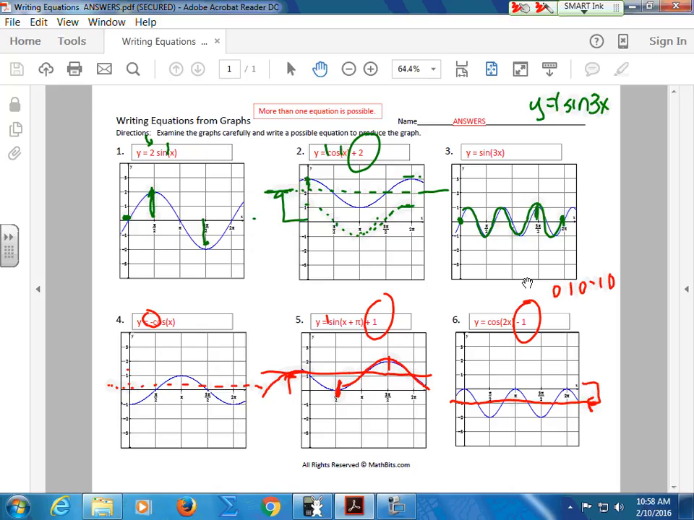So find your resting line first. Now, if you look at this resting line, think of that as your baseline, your midline. What kind of curve is this that starts here at the 1? Cosine. Don't judge it off of this because we moved it. Find your resting line and judge it off of that.